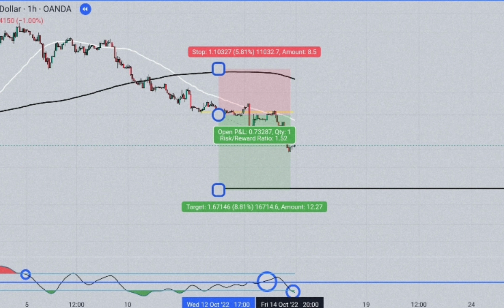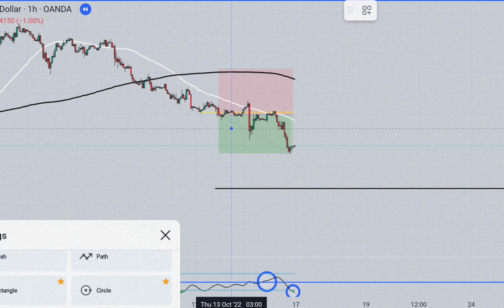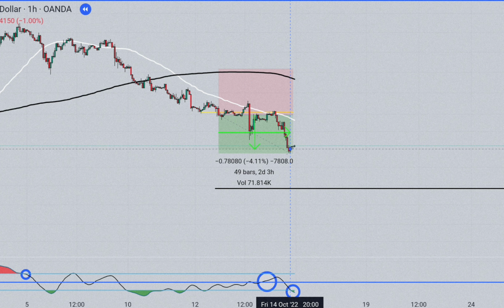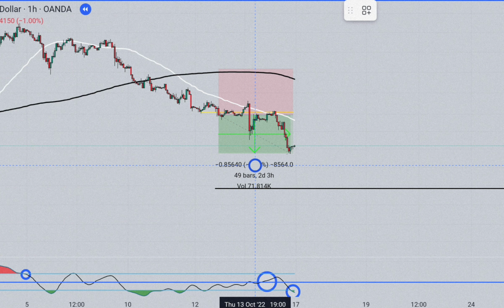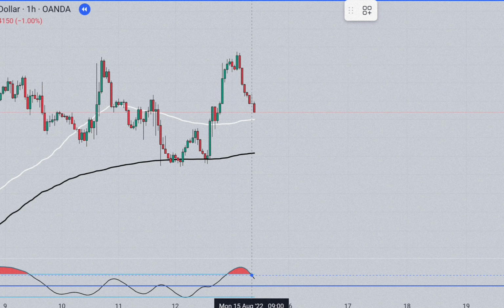Yes, as I anticipated, the stochastic line entered the oversold zone. I have to close the entire trade with a small profit. Let's quickly look at the final example.